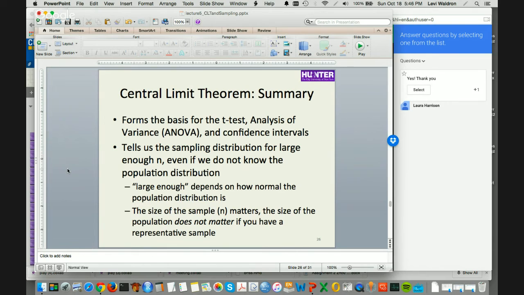And what large enough n means depends on how normal the population distribution is. For a normal population distribution, it can actually be a small n, but for an extremely skewed or bimodal population, n should be at least 30. And when you have a large enough n, it does not matter what your population distribution is.